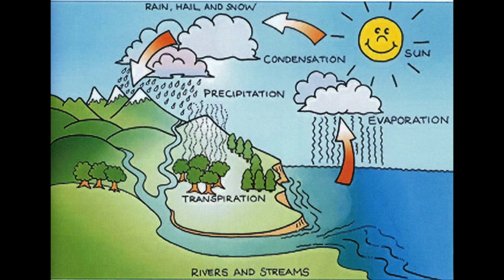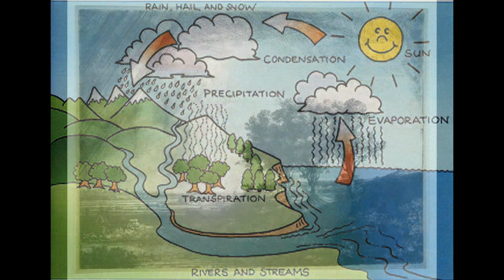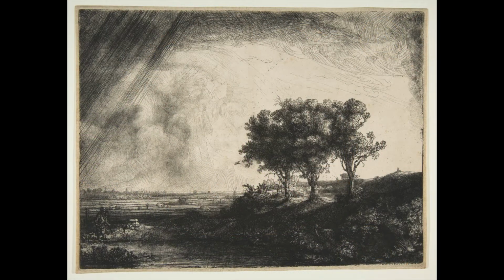Condensation occurs after the water vapor rises into the air, where it cools and gathers in the clouds into a liquid form. Precipitation happens next, when the water falls back to the earth in the form of rain, snow, sleet, and hail. Once the water has fallen back to the ground, it is heated again by the sun and the cycle starts all over again.